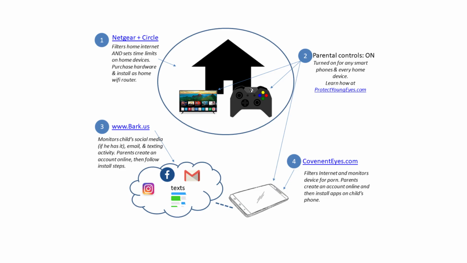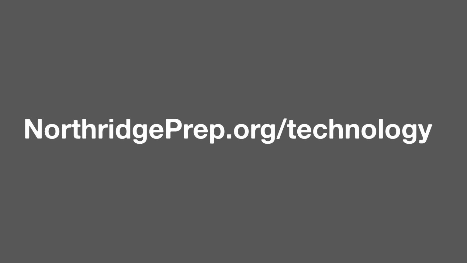4 things: Netgear and Circle, then parental controls turned on, use Protect Young Eyes to guide you through that. Third, use Bark. And then fourth, on the phone, if he has a smartphone or she has a smartphone, Covenant Eyes, or there's another one, Custodio. So that's a high level. All of this is explained in more detail in our handout, which you can find at northridgeprep.org/technology. And I'd also encourage you to watch the video by Rob Donikowski, where he walks through how he implemented those 4 tools in his family. And I think you'll find a lot of helpful tips.